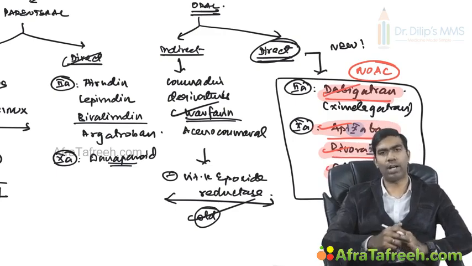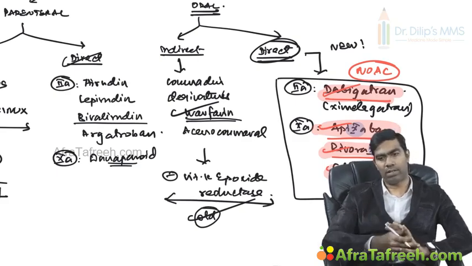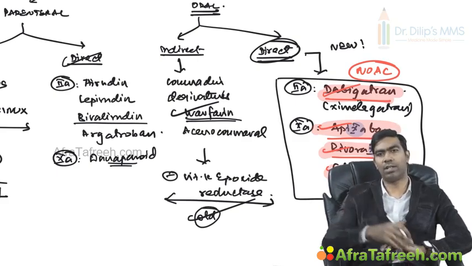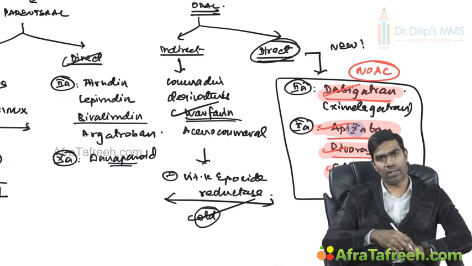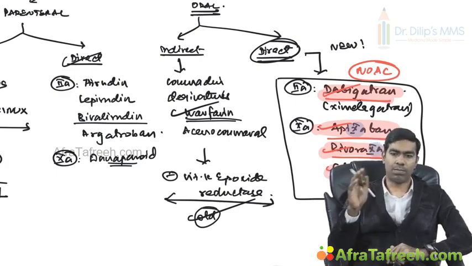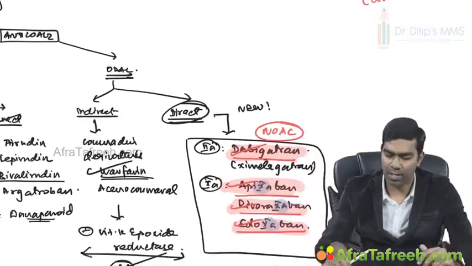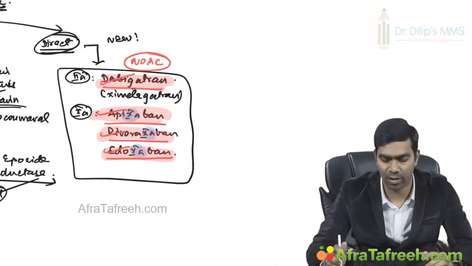Because warfarin action is quite unpredictable. You have to understand that warfarin doesn't only inhibit the gamma carboxylation of clotting factors 2, 7, 9, 10. Warfarin also inhibits the activation of 2 anticoagulant factors, protein C and protein S, which are also vitamin K dependent. These are natural anticoagulants.